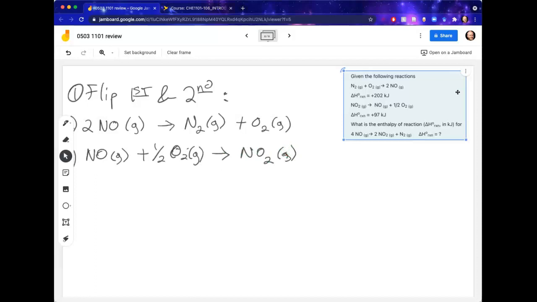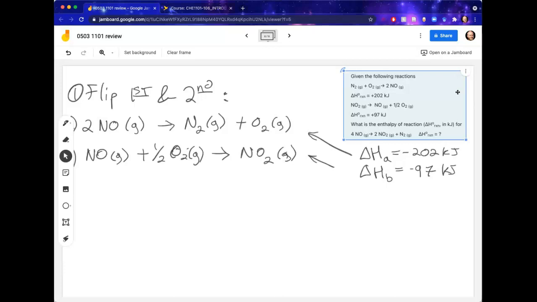And because both of these have been flipped, then we're going to need to flip the delta H's. So in this case, negative 202 kilojoules. And this one, negative 97 kilojoules. I think that's correct. Any questions so far?